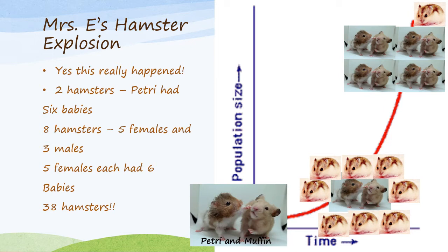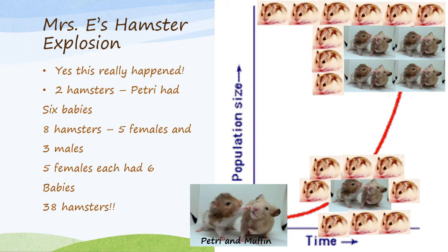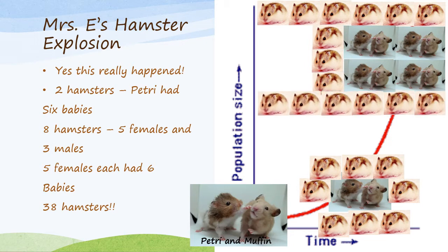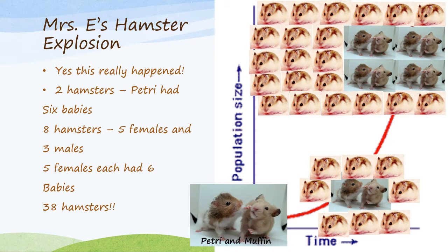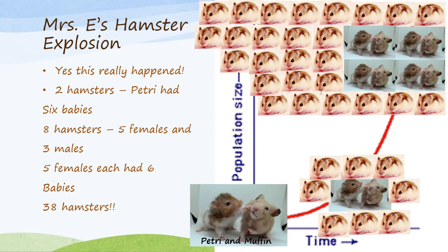And so I had 8 hamsters, and they all got pregnant, and they all started having babies. So very quickly, my population of hamsters increased exponentially, and I landed up with 38 hamsters from the 2 original hamsters in just 2 generations of births. So that's a lot of hamsters.